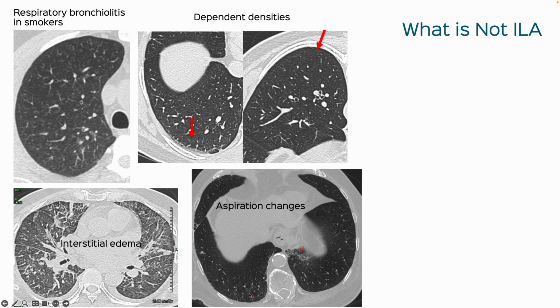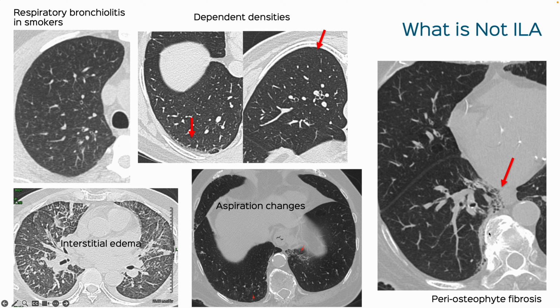And here you see centrilobular nodules. You're not seeing reticular opacities. And these friction fibrosis, so periosteophyte changes here, this is not significant at all.